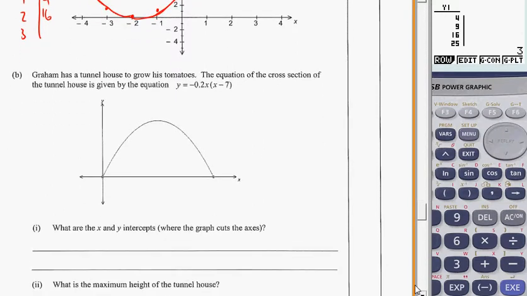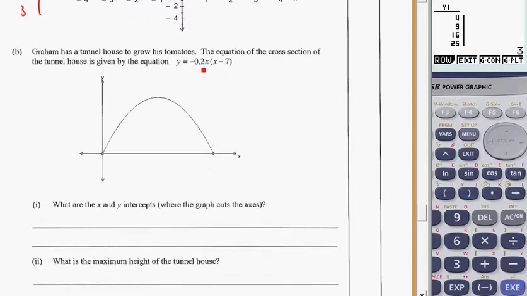So we've got an equation there, and we'll write it out and put the times signs in, because it always looks a bit complicated. -0.2 times x times x minus 7. Now I know some things when I look at that. I know that one of the x-intercepts will be at 7 and the other one will be at 0. The x-intercepts are at 0 and 7. Right? Let's assume that we didn't know that and you can't remember that.